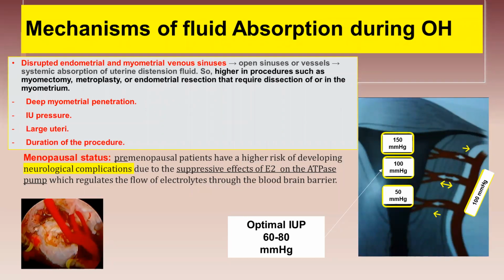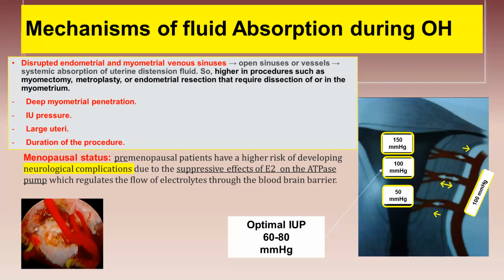Now we are doing hysteroscopy, how the fluid goes into the body of this patient. This can be achieved by disruption of the endometrial and the myometrial venous sinuses, and during resection or cutting of this part of the uterus, you will open sinuses and vessels, and this leads to systemic absorption of the fluid media into the systemic circulation. So the higher the procedure technique and duration, like myomectomy, metroplasty, endometrial resection, the higher risk of fluid overload. Putting in mind deep myometrial penetration of the lesion like myoma type 2, increased intrauterine pressure, large-sized uterus, or the prolonged procedure, all these are contributing factors for absorption of excessive amount of fluid.